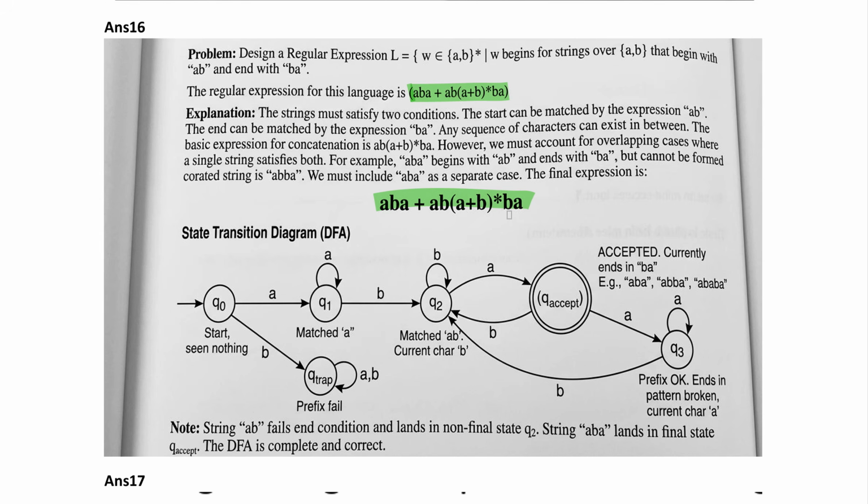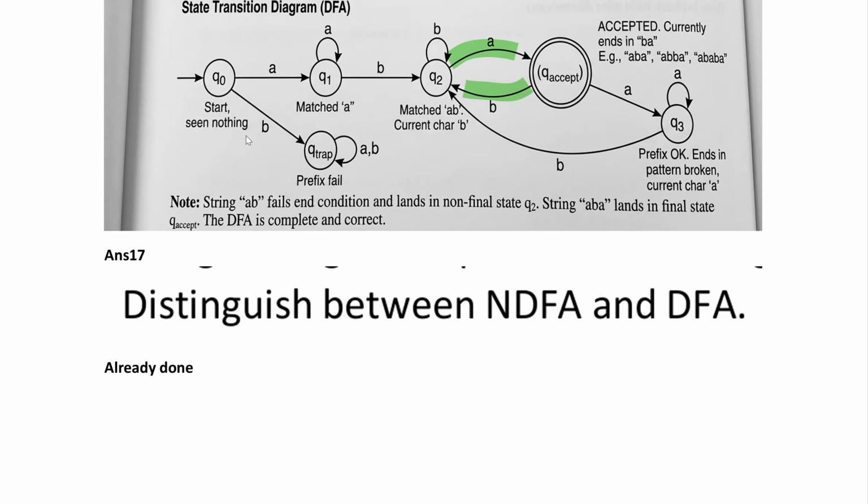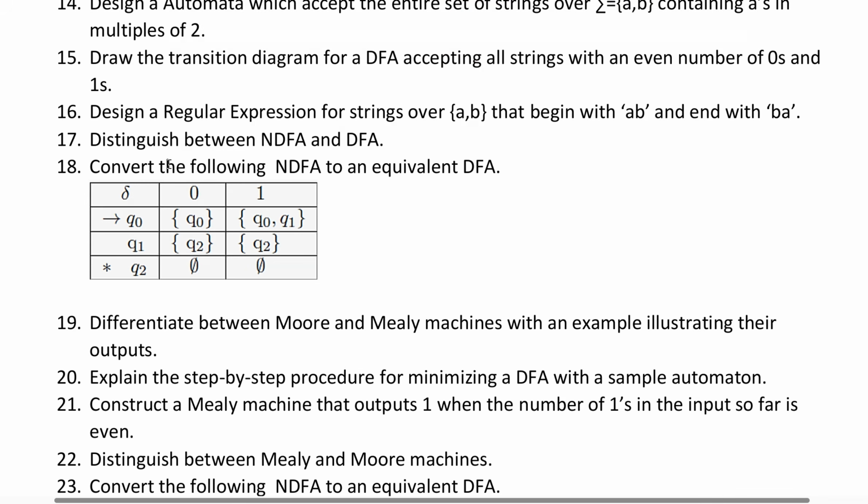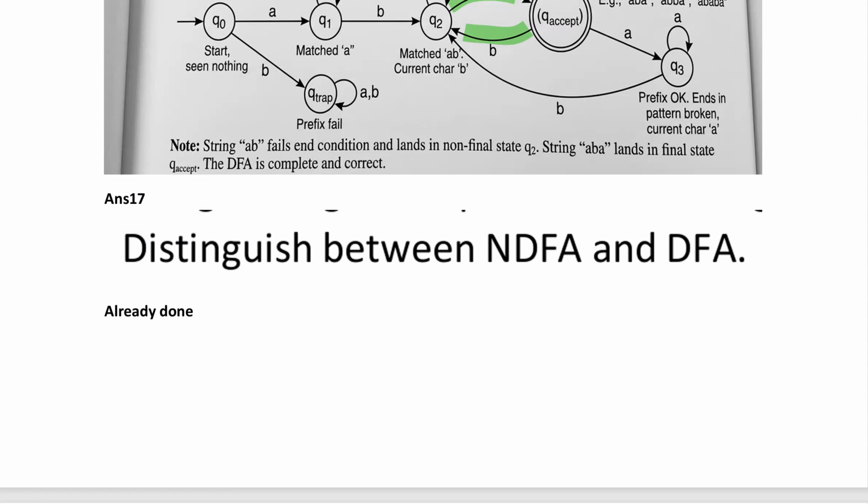Then how do we get this BA? This transition B, and then again A, and again we reach the final state. So this is how we can obtain the desired regular expression. Successfully we have solved this problem also. Now we jump to question number 17, which says: distinguish between NDFA and DFA.